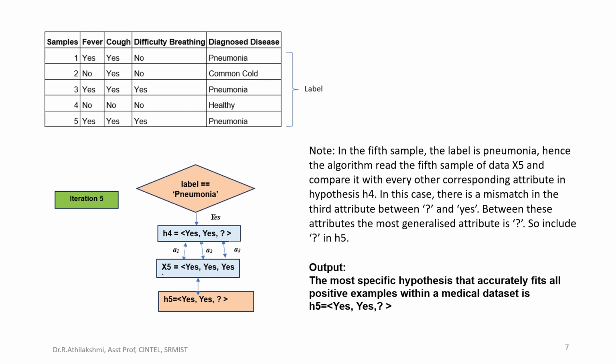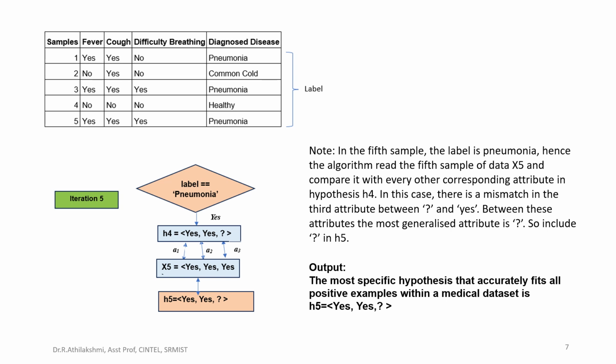In the fifth iteration, the label of the fifth sample is pneumonia. The algorithm reads the fifth sample x5 and compares it with every corresponding attribute in hypothesis H4. In this case, there is a mismatch in the third attribute between the question mark and yes. We have to write only the generalized attribute here, and between these two attributes the most generalized is the question mark. So I am including the question mark in my final hypothesis, that is H5 equals yes, yes, question mark.